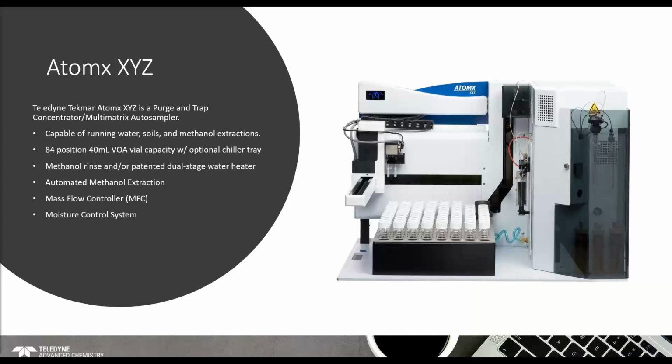This is very helpful, especially when working with highly concentrated samples that require methanol extractions. It is the first of its kind with automatic methanol extraction, which is very helpful for US EPA 5035 users, as it will save you time and effort when preparing extraction samples. The mass flow controller is optimized for helium and nitrogen, meaning that either gas can be used reliably and accurately for purge and trap analysis. Additionally, the mass flow controller makes it easier to keep track of pressure and locate any leaks for proper maintenance. Lastly, the Atomic XYZ has a moisture control system to help reduce the amount of water that reaches your trap, extending the life of the GC column.